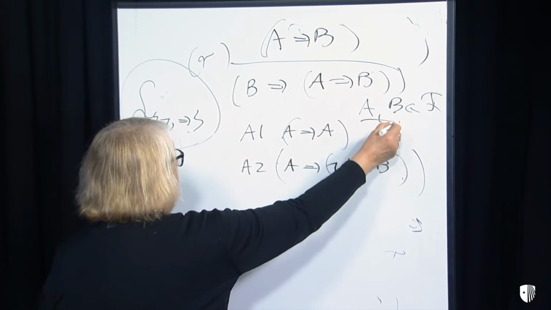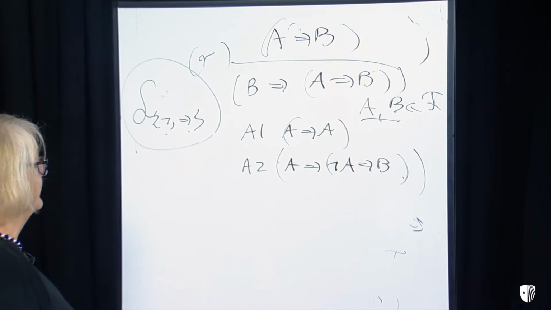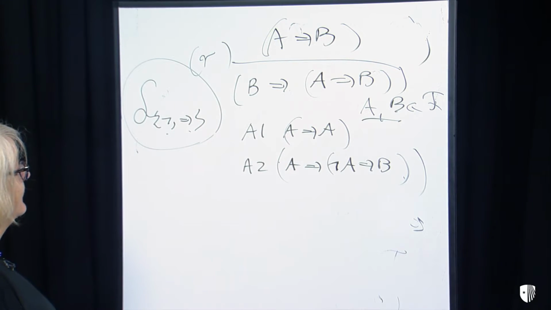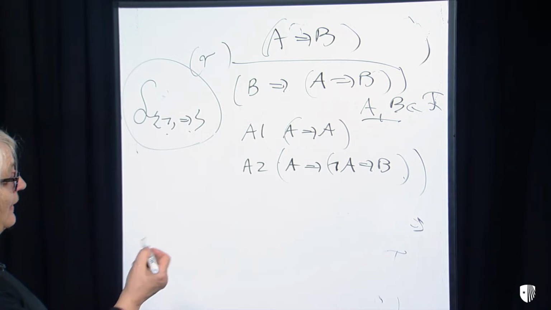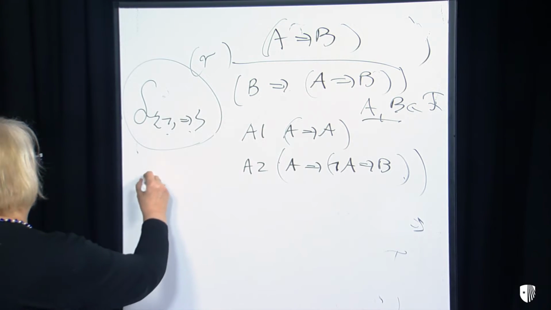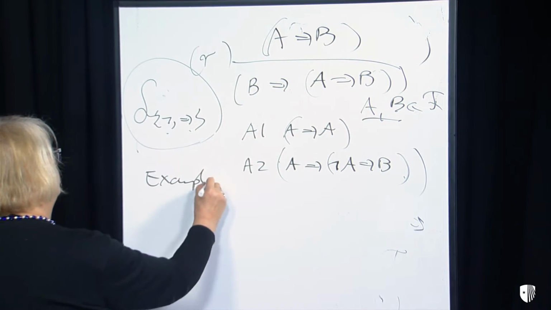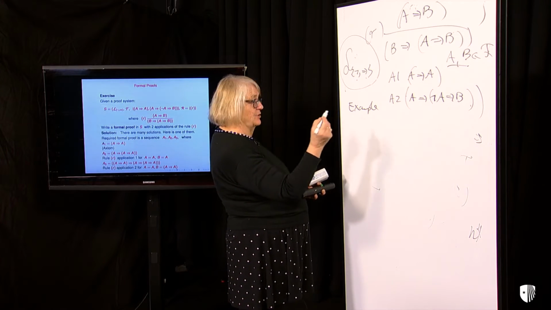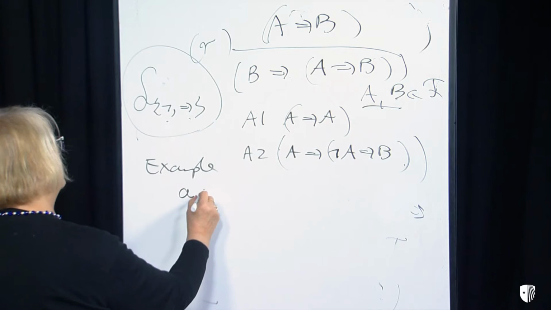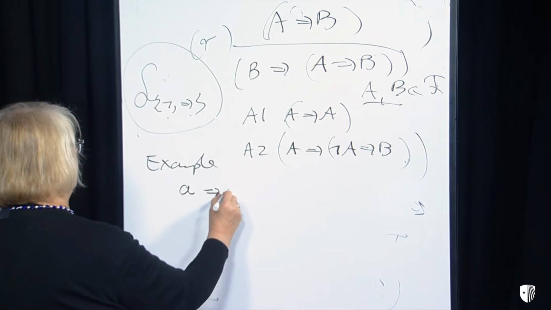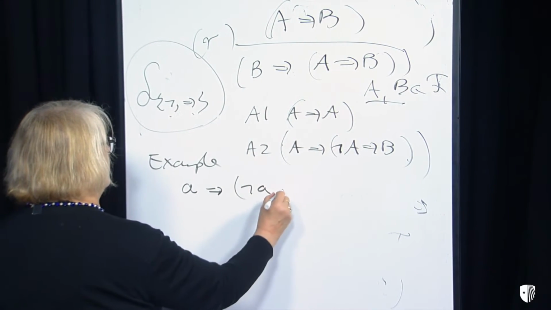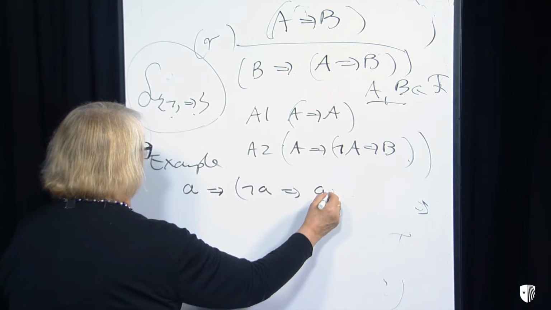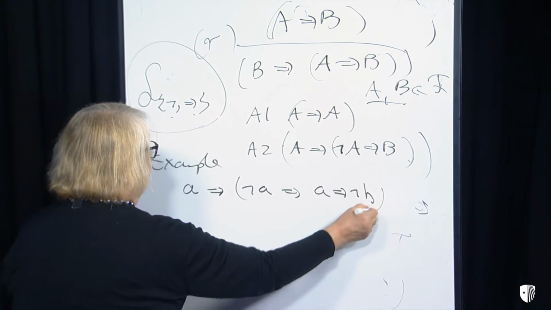Languages with negation, A and B are any formulas. And the rule says that if I have... so let's do an example of the proof. I write, first must be an axiom. So I write A implies not A implies A implies not B.